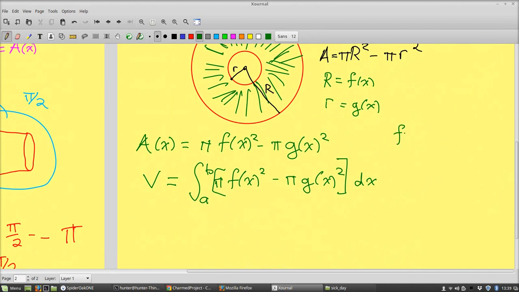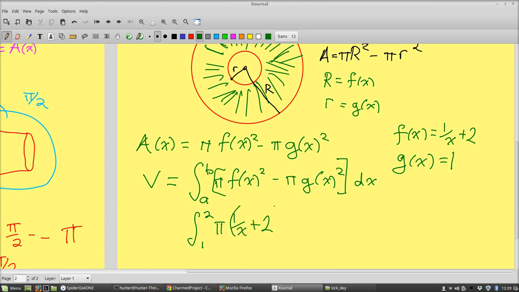All right. And we have some particular functions here that we could be using. So in our problem, f of x was equal to 1 over x plus 2, and g of x was the constant function 1, and a was 1 and b was 2. So for the thing that we set up, we have to take the integral of pi times 1 over x plus 2 minus pi, and then dx.